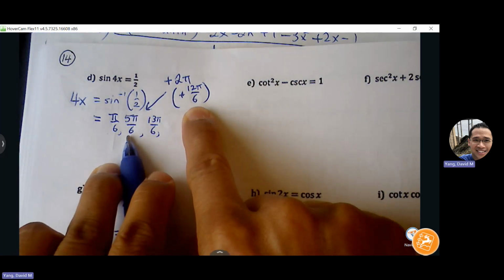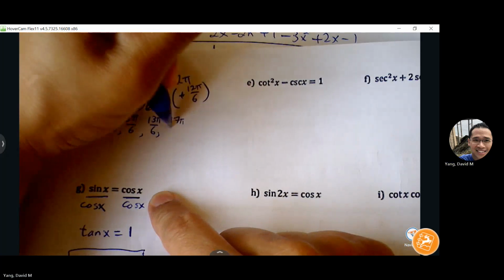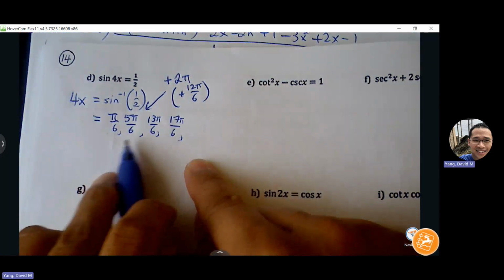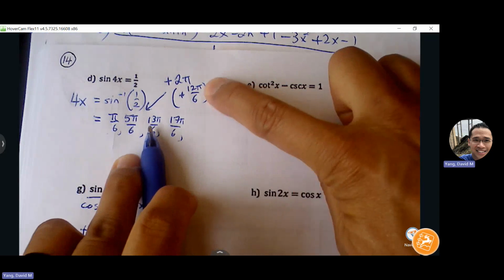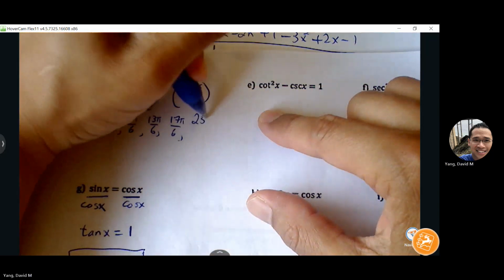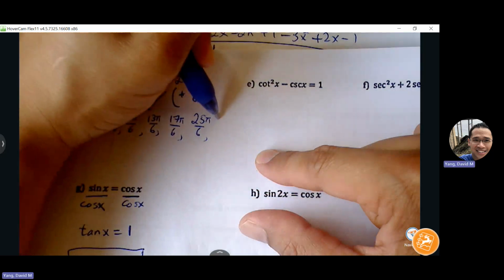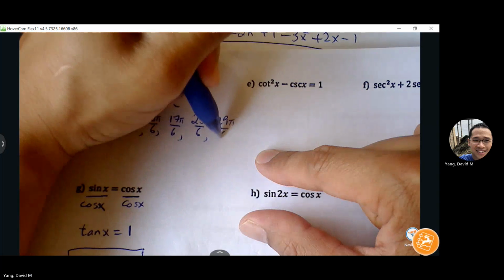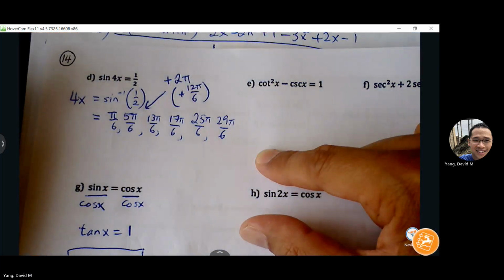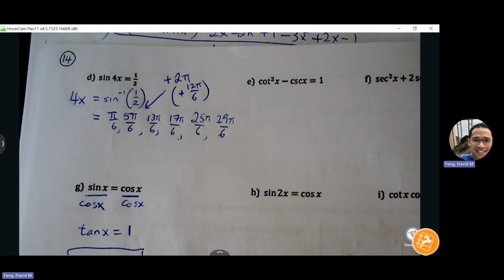Add the second one: 5 plus 12 is 17, so 17 pi over 6. And whatever I add, I'm going to keep adding more. So 13 plus 12 is 25. 12 plus 17 is 29. And we have to go out even further here, so I'm going to keep adding here.